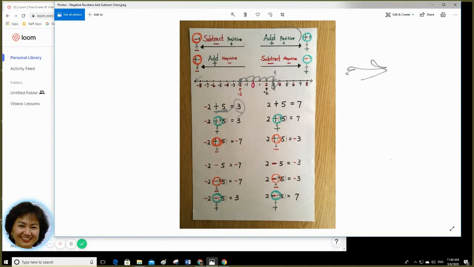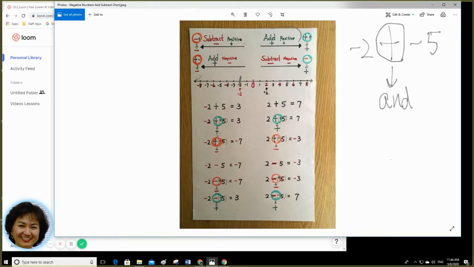So that's 3. Now, -2 add a positive is just simple adding. It's the same thing: -2, 1, 2, 3, 4, 5 to the right, you get 3. But now, -2 add a -5. So -2 is here. -2 add a -5. This "add" means "and." It also means add. So put together.